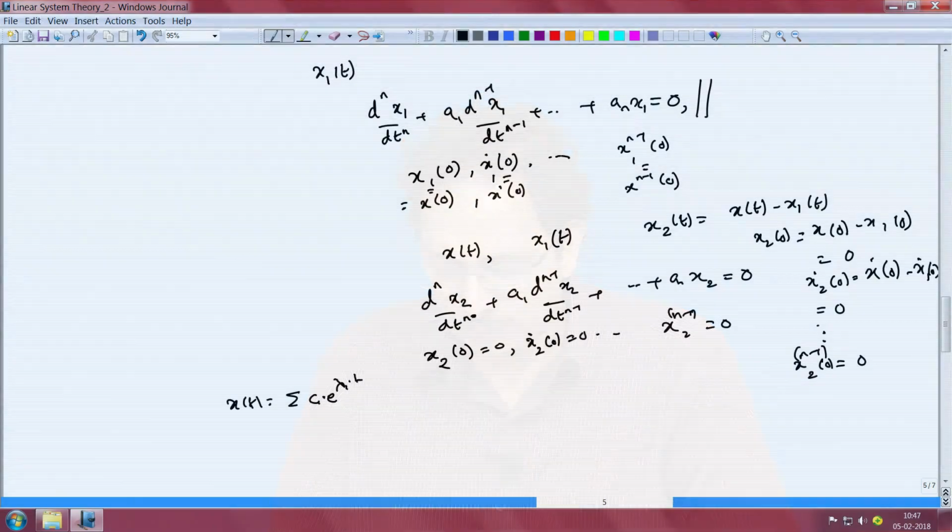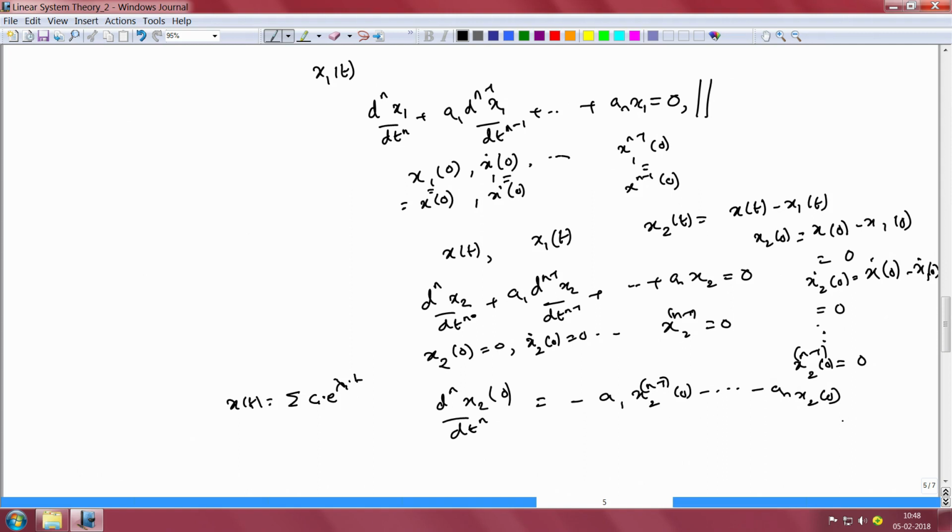So, we know that the first n minus 1 derivatives of x2 at time t equal to 0 are 0, which means that if I were to plug it into the original differential equation, the nth derivative of x2 at time t equal to 0 would be equal to minus a1 times the n minus 1th derivative of x2 at time t equal to 0, and so on and so forth up to minus a n times x2 at time t equal to 0, and I know that all the terms on the right hand side are 0. So, therefore, the nth derivative of x2 at time t equal to 0 is also equal to 0.